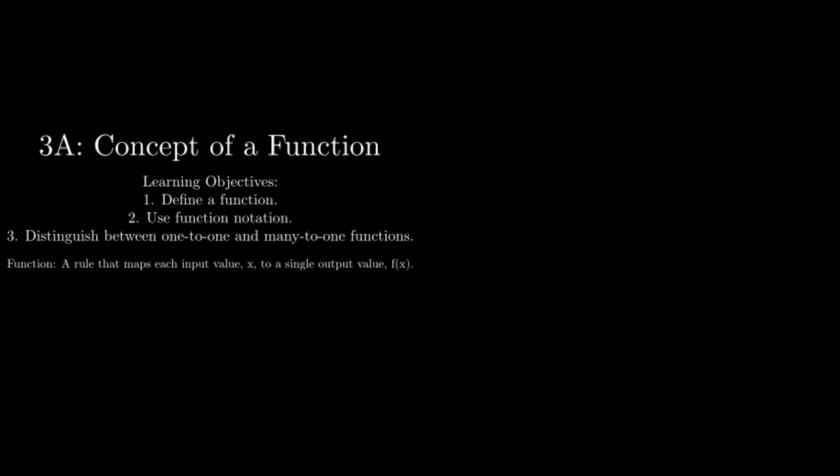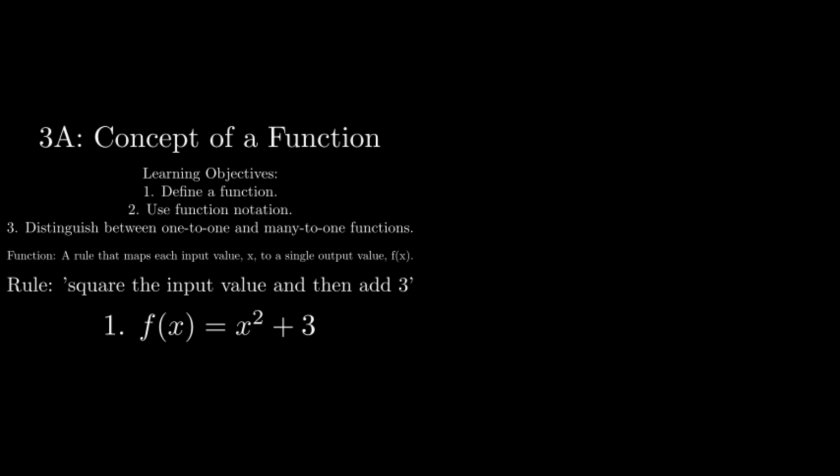Let's consider a simple rule. Imagine our rule is to square the input value and then add 3. How do we write this using mathematical notation? There are two common ways. The first and most common is f(x) = x² + 3. Here, f is the name of our function, x is the input, and x² + 3 is the rule that gives us the output. This notation, f(x), was first used by the brilliant Swiss mathematician Leonhard Euler way back in 1750. And it's been the standard ever since.